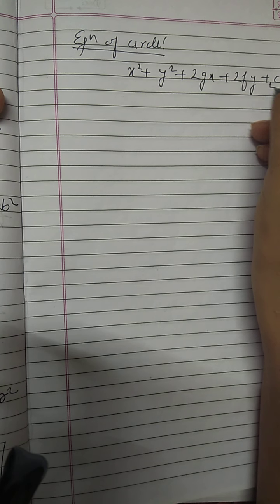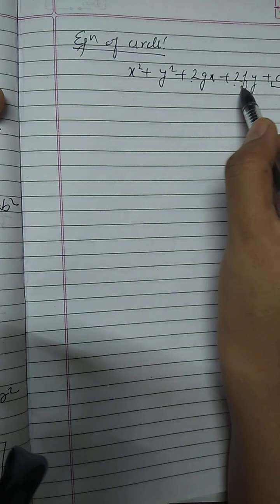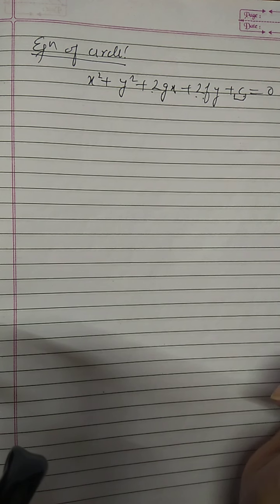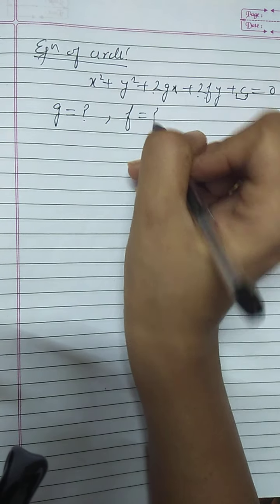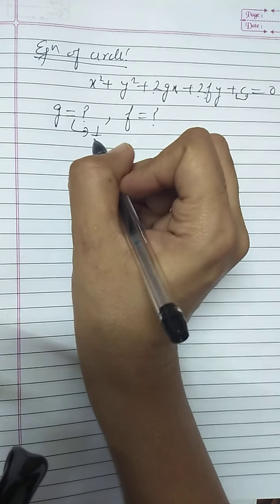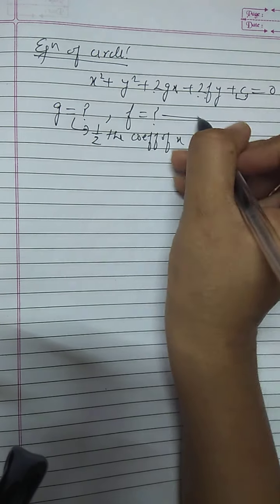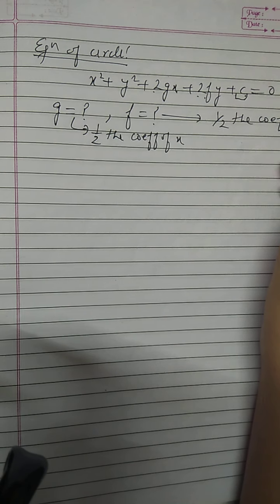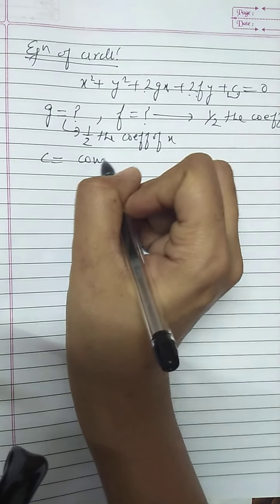So whatever constant term is given, that will be c. Okay, and the coefficient of x will be 2g, and the coefficient of y we will consider as 2f, and this c means whatever constant is in the given equation, that will be the value of c. Now here first of all we will find the value of g and the value of f. So the value of g will be half the coefficient of x, whatever coefficient of x is there. Okay, and similarly f will be half the coefficient of y. Okay, so once I know g and f, and whatever constant is given, that will be the c value.